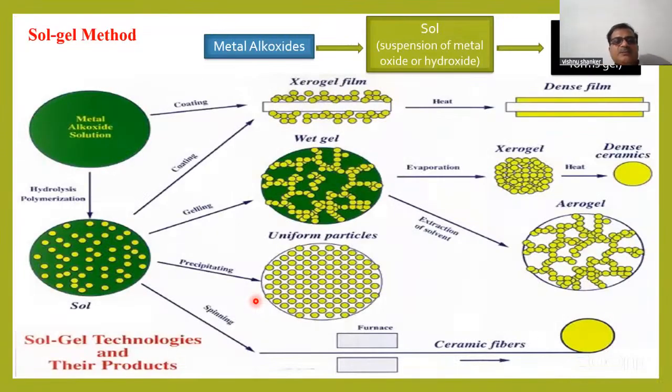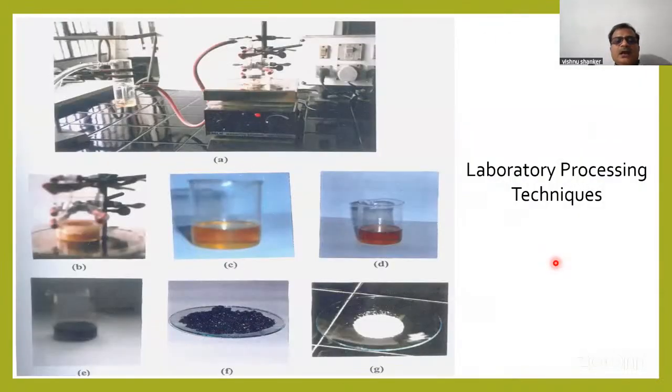The advantage of this method is that you can get a lot of variety of materials. You can get from dense film to dense ceramic fiber, then aerogel, xerogel, and uniform nanoparticles, right? You can process from the metal alkoxide, or from the sol, or even when it is forming the gel, from the gel also, and you can get a variety of materials. This also does not require very sophisticated equipment. It is simple, using glassware and a magnetic stirrer and all that. So with that you can synthesize it.